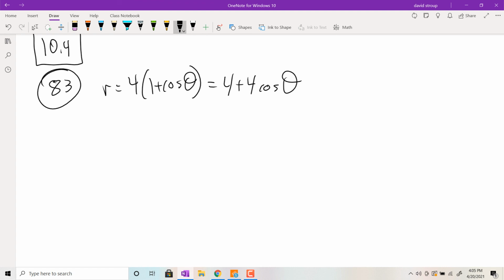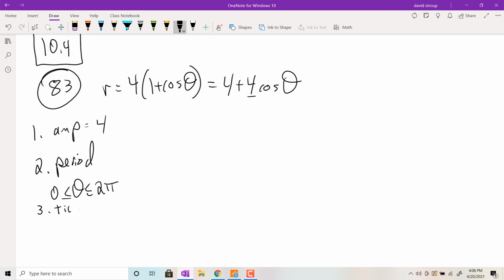Okay, so first you could do a table of values. I like to just draw it in the r theta plane or the theta r plane. The amplitude is whatever's in front of cosine. In this case, it's 4. The period is easy. It's just theta in between 0 and 2 pi. So the period is 2 pi. And then for your tick marks, you just take the period and divide by 4. So 2 pi over 4 is pi over 2.